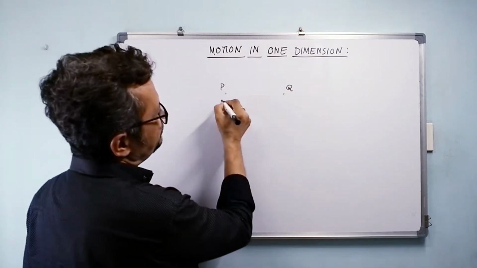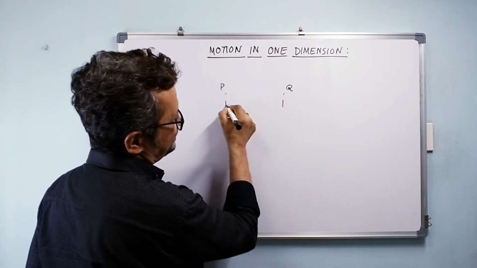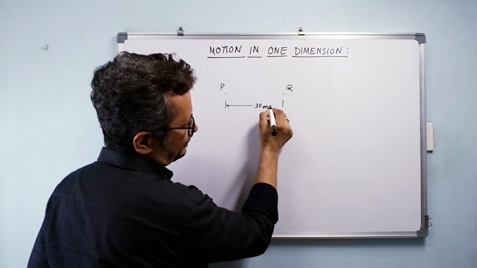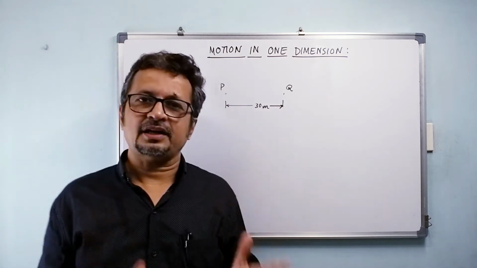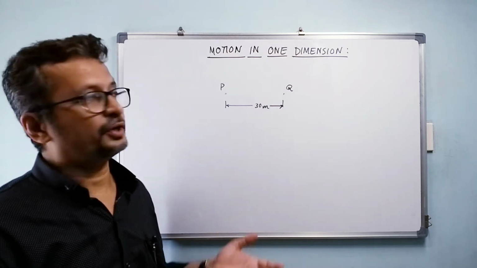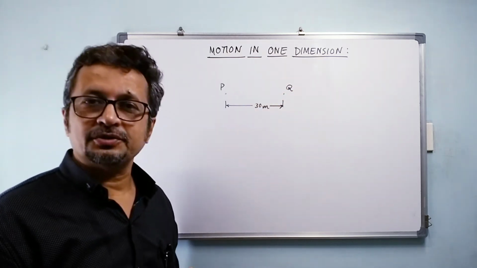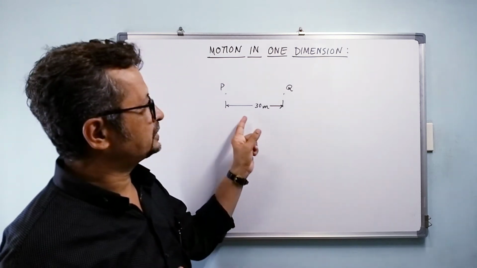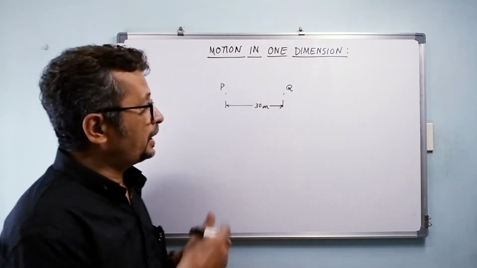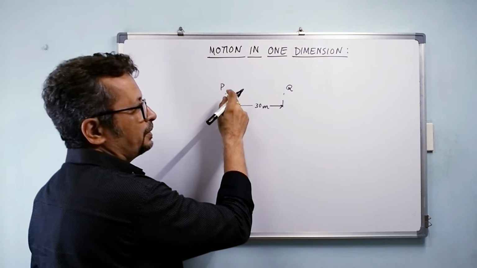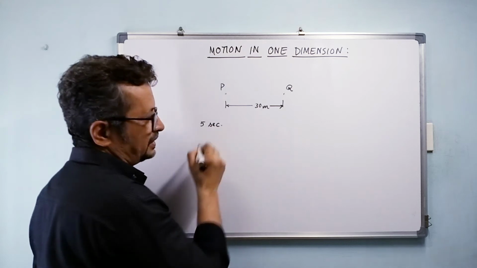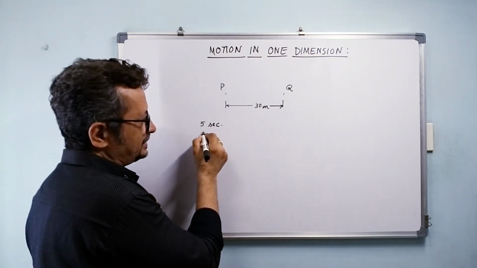The distance between point P and Q, the straight distance, let us say is 30 meter. So I start from point P and I reach point Q. Now my friend also starts from the same point and he also reaches point Q. That means both of us are going to walk 30 meter. But I complete my moving from here to here in, let us say, 5 seconds, and my friend takes 6 seconds.